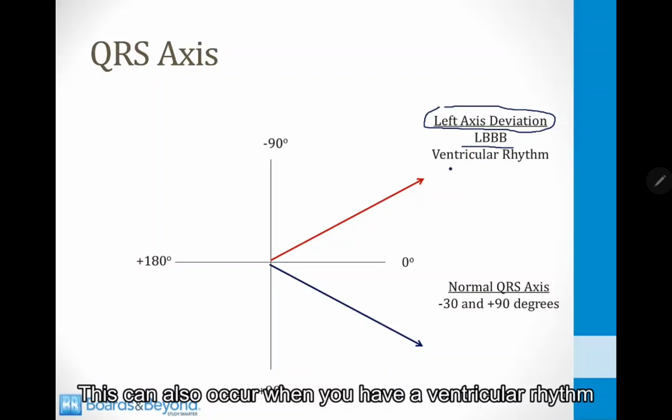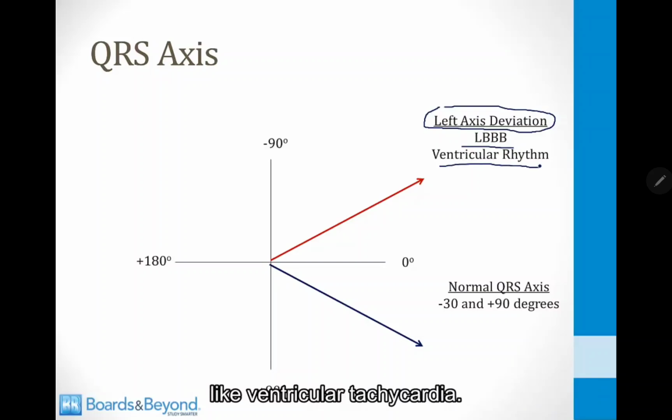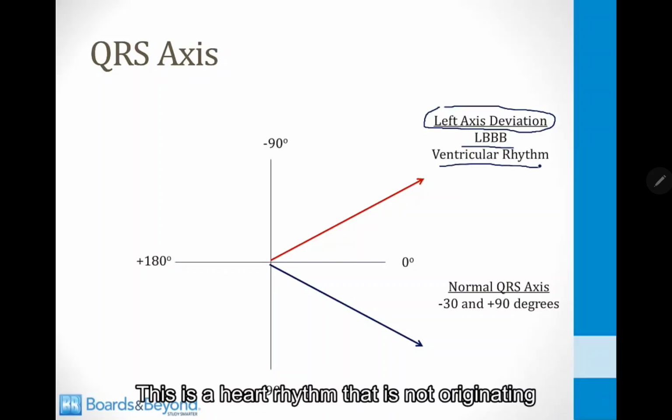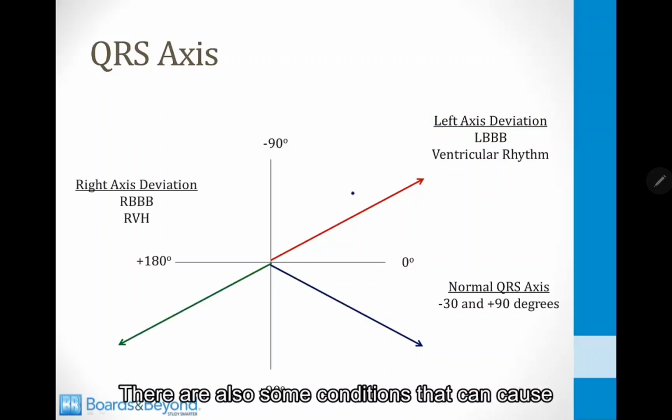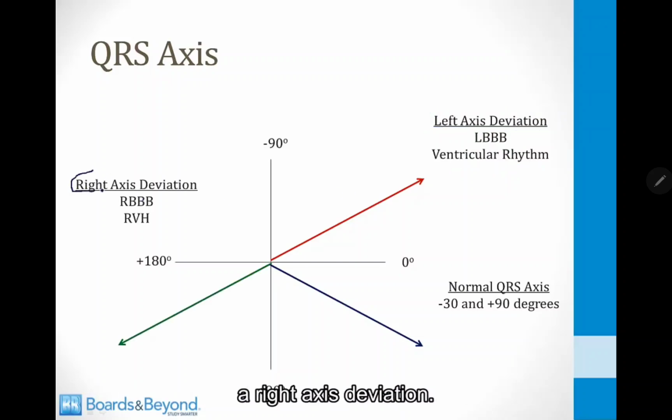This can also occur when you have a ventricular rhythm like ventricular tachycardia. This is a heart rhythm that is not originating in the SA node, but instead is coming from the ventricle itself. There are also some conditions that can cause a right axis deviation.